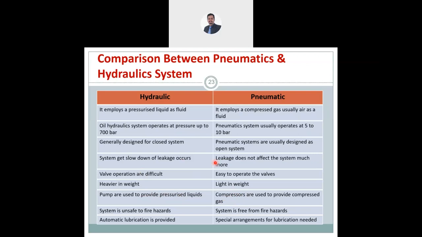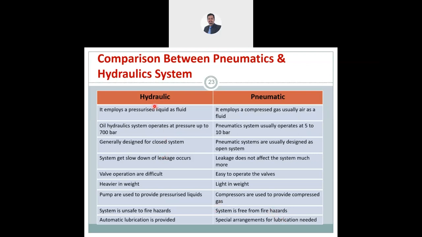So don't say that pneumatic uses a pump. That is wrong. And for hydraulic, don't say you are using a compressor. You are not compressing anything, because liquid is incompressible. A hydraulic system is unsafe due to fire hazard, so fire can happen. For pneumatic, the system is free from fire hazard. Even with leakage, usually there is no fire.